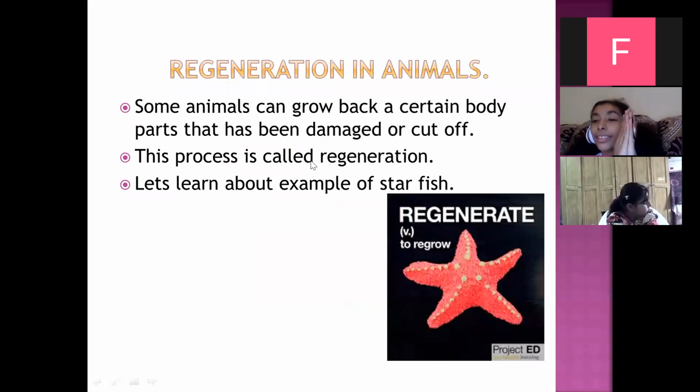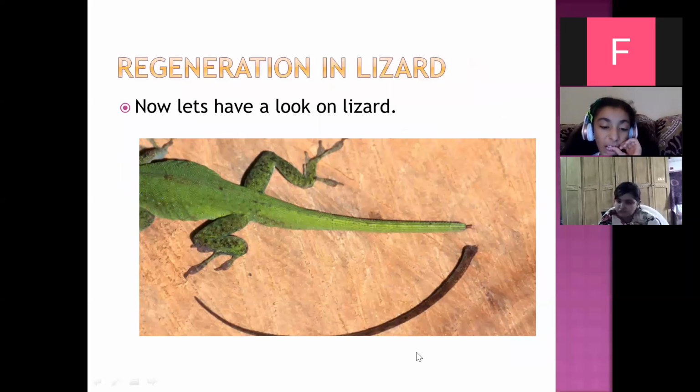Then is regeneration in animals. Regeneration is also a type of growth in certain animals, or in some animals only, in which they can grow back a specific body part which has been damaged or cut off, and we call it regeneration. I have explained the pictures of this starfish and this lizard. I hope all of you have understood this lesson today.